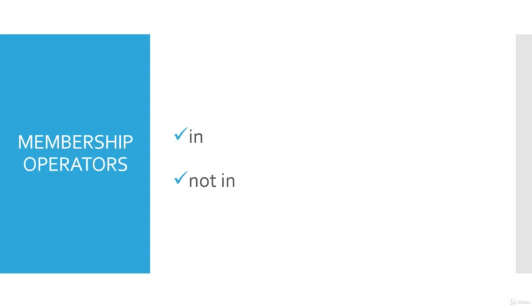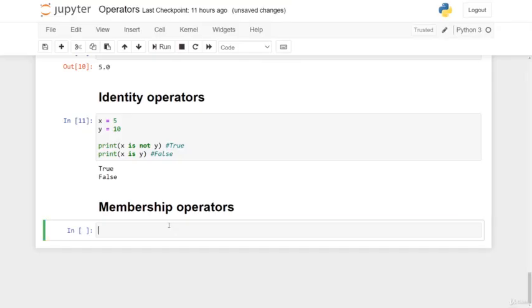The in operator returns true if the value or variable is found in the sequence, and not in returns true if the value or variable is not found in the sequence. This is a theoretical definition for that. So let's take a simple, practical example to illustrate that.